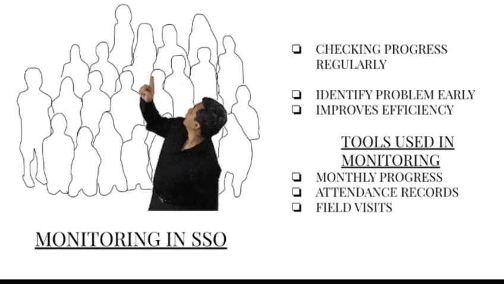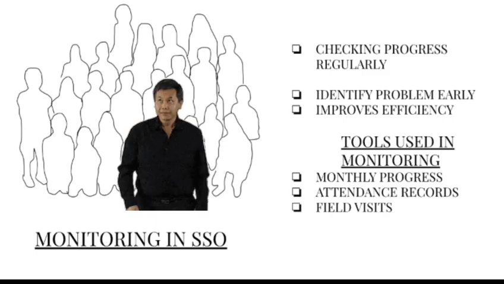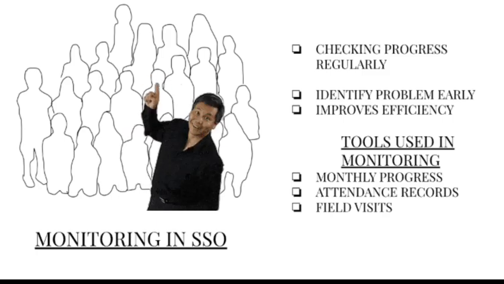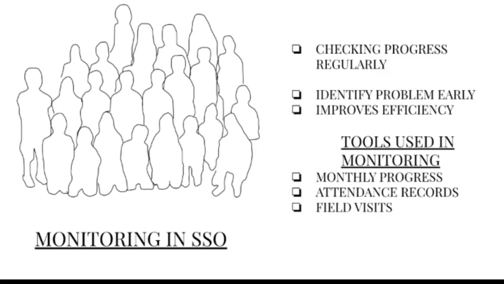Let me help you understand with a very small example. A nutrition program for children monitors the number of children enrolled, weight and height measured every month, and attendance at the field center. If attendance drops, the manager can act immediately.